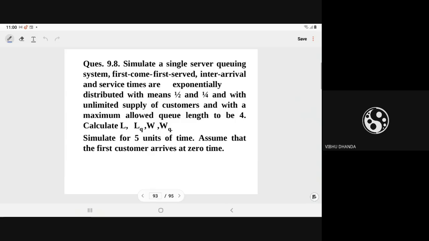Welcome to the next lecture of Math F242 Operation Research. Presently, we are doing simulation. Last class, we covered the simulation of a single server queuing system. Hopefully, there is no doubt. Still, if anyone has a doubt, please ask, because it is a very important topic.